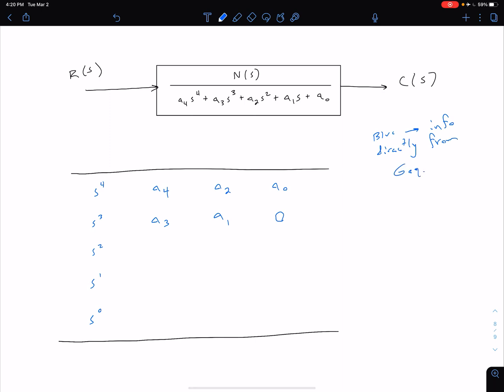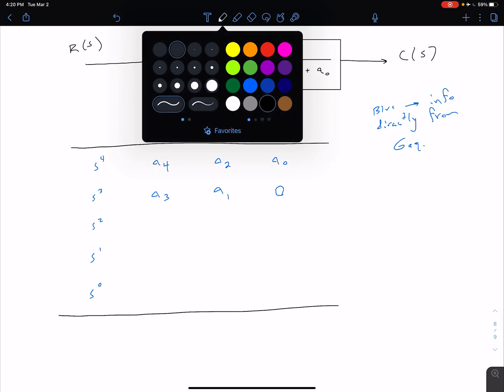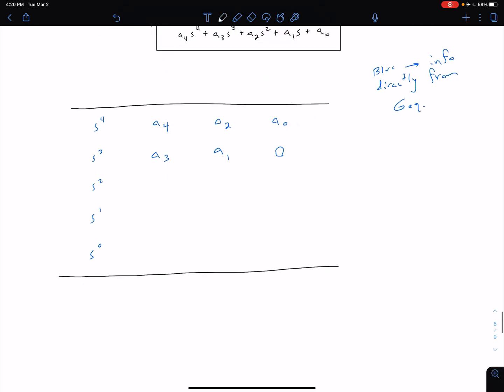And so more specifically, that's directly from the denominator of our GEQ. So now what we want to do is figure out the other values in this Routh table. Let me generically call these B1, B2, this is going to be 0, C1, and these two items are going to be 0. We're going to see why that is in a little bit. And D1 and 0 and 0.